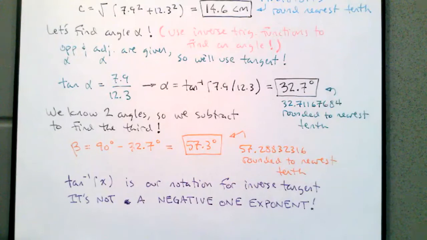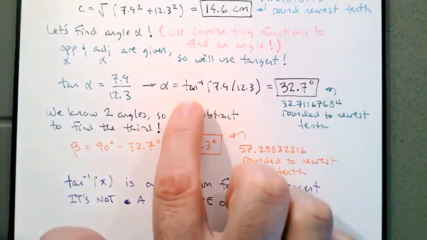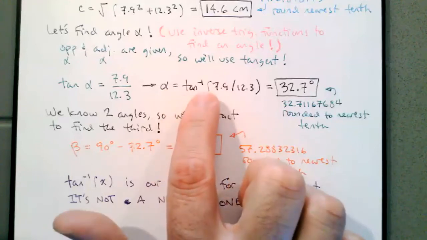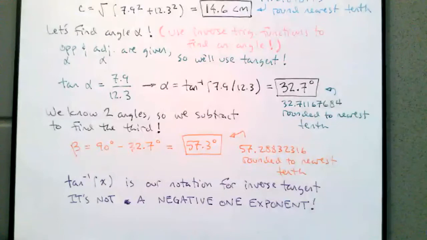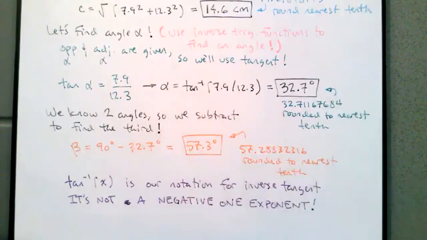The tangent to the -1 is our notation for the inverse tangent. So we don't read it as tangent to the -1. We read it as tangent inverse or inverse tangent, depending on what we see first. If we just go left to right, then we see tangent first, and we're like, oh, tangent. And then we see the -1 exponent. We're like, oh no, tangent inverse. If we see the whole thing at once, we'll say inverse tangent.